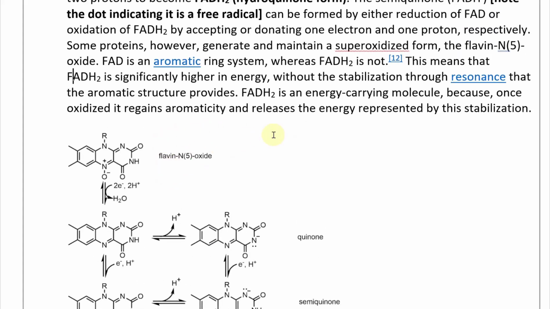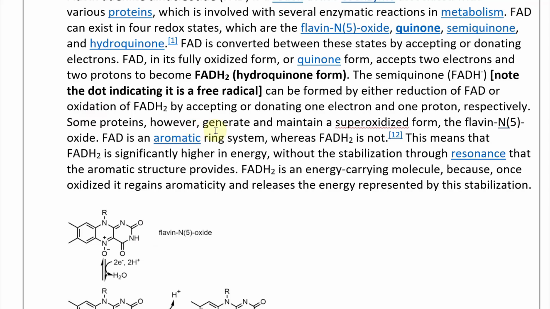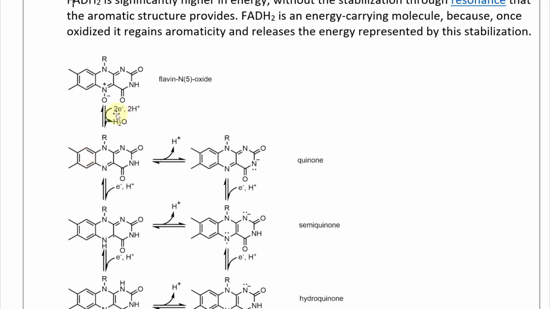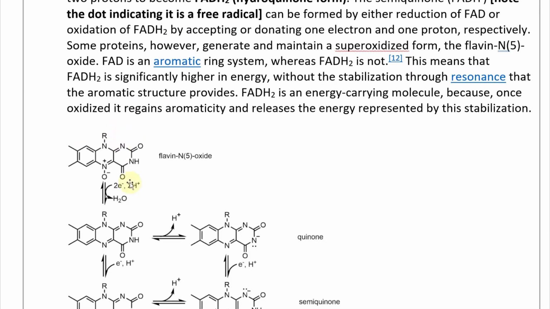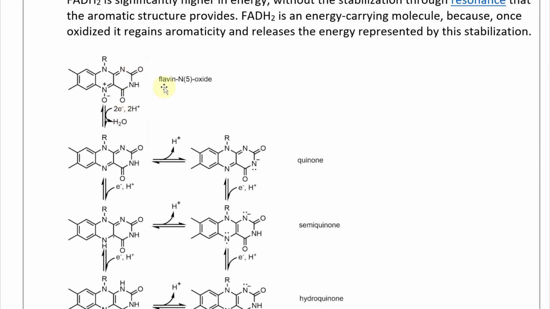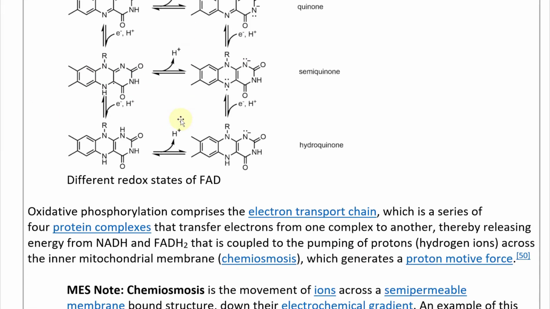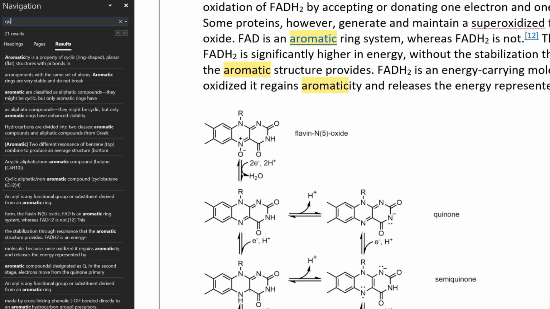But if you superoxidize it, as is stated right here, some proteins, however, generate and maintain a superoxidized form, the flavin N5 oxide. So this one takes another one out of here. This one right here is actually 2 electrons and 2 protons. If you take those out, you get this over here, the superoxidized form. And then if you add them here, I think this takes it from the water there. So it takes it from water to get this superoxidized form. But if you were to reduce this, you would add 2 electrons, and you also get water released here, and you get this form, and so on. So it's fascinating stuff. Let's go back over here.